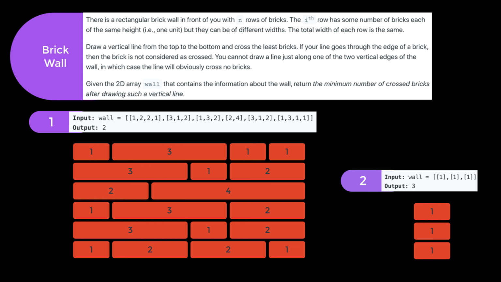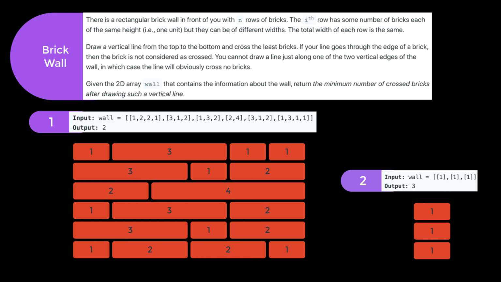There is a rectangular brick wall in front of you with n rows of bricks. The ith row has some number of bricks, each of the same height, but they can be of different widths. The total width of each row is the same. Draw a vertical line from the top to the bottom and cross the least bricks.